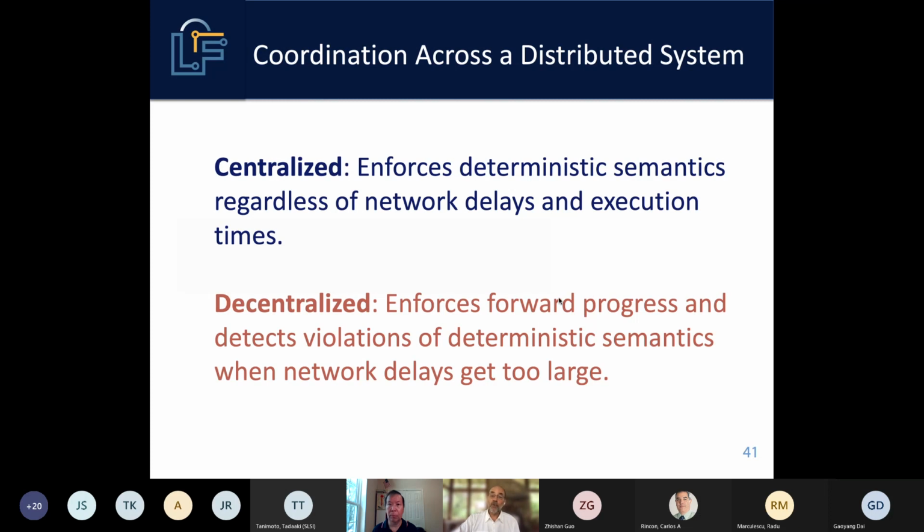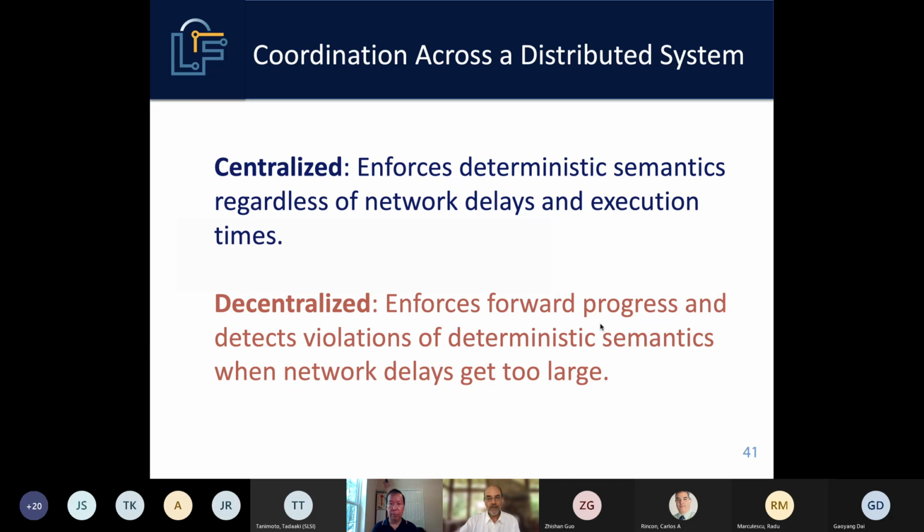So the decentralized coordinator does kind of a mirror image behavior. It enforces forward progress. It guarantees that there will be forward progress in components of the system, but delivers deterministic semantics only under certain assumptions about the network. So for example, if you have bounds on network delay, then you will get deterministic semantics. But if your network delays become unbounded or exceed your assumed bounds, then you get non-deterministic semantics.